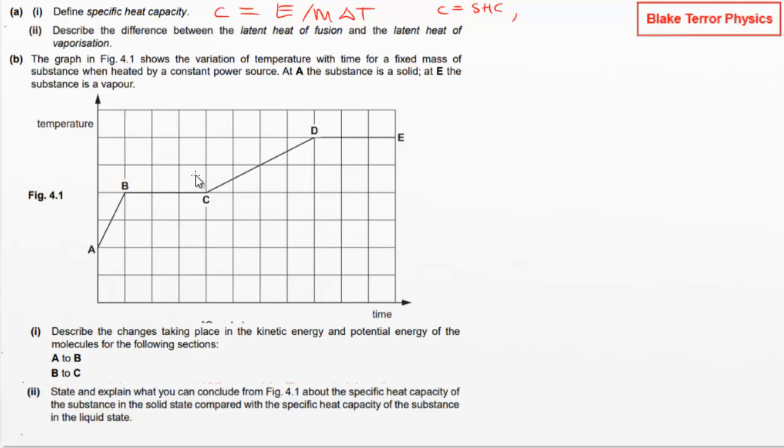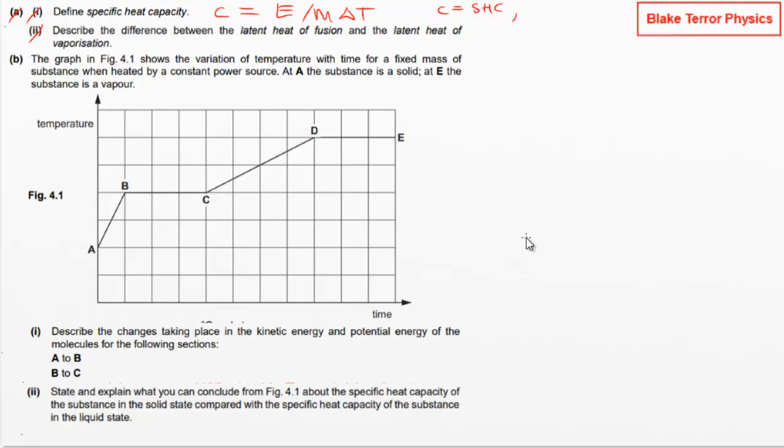Describe the difference between the latent heat of fusion and the latent heat of vaporization. Right, so writing these out, you'd want to say latent heat of fusion is the energy required to change a substance from solid to liquid, and then the latent heat of vaporization is the same thing, but you're changing the substance from a liquid to a gas. So it's that solid to liquid versus liquid to gas. So pretty standard definitions on all of those.